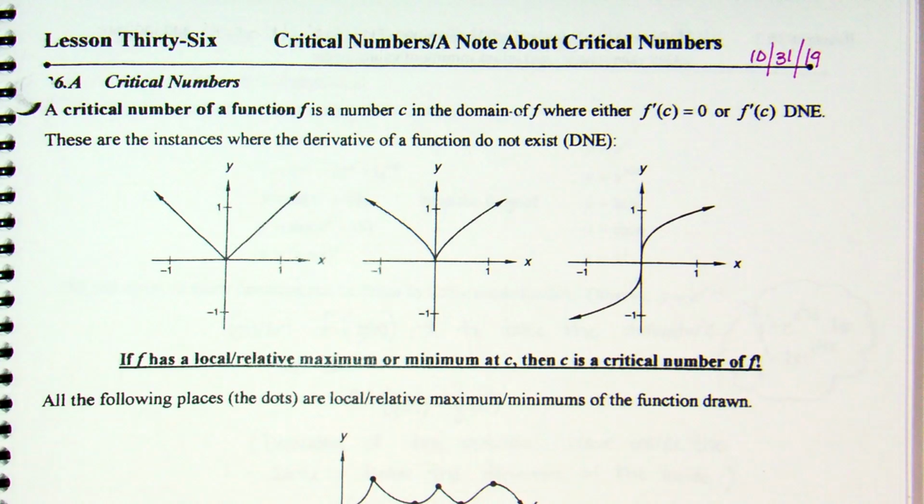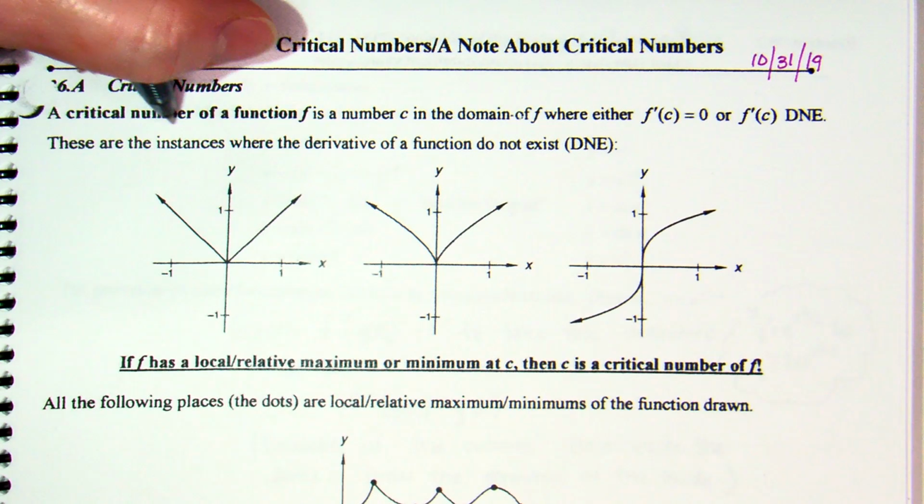So lesson 36 is critical numbers, an important key part of calculus, really. If you look at the definition up there, it starts off talking about a critical number of a function f. A critical number is a number c in the domain of f where either f prime of c equals 0 or f prime of c does not exist.